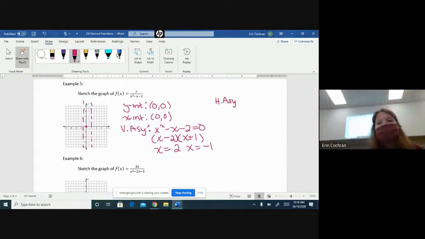Okay. So horizontal asymptote, what's the degree of my numerator? 1. What's the degree of my denominator? It's 2, right? Okay, so is the degree of my numerator less than, equal to, or greater than the degree of my denominator? It is less than, and since it's less than, my horizontal asymptote is y equals 0. Okay, y equals 0.